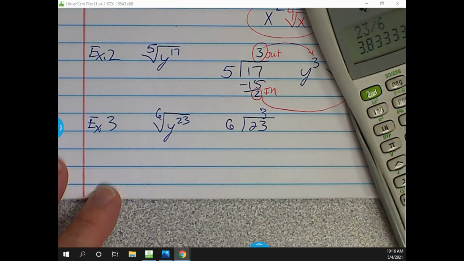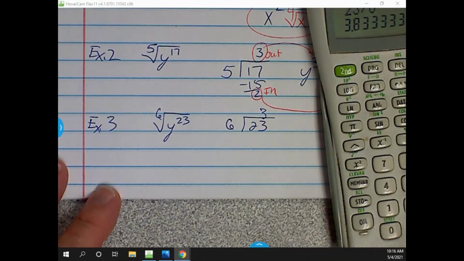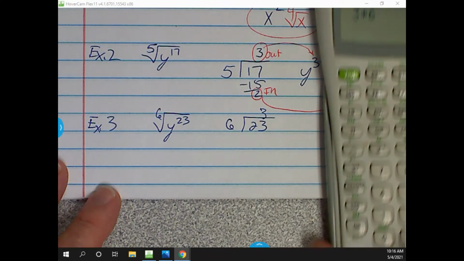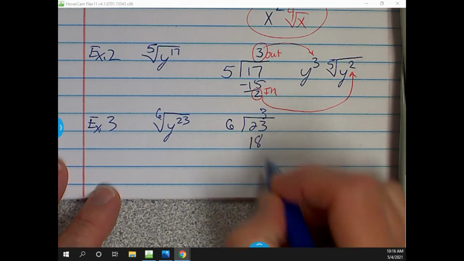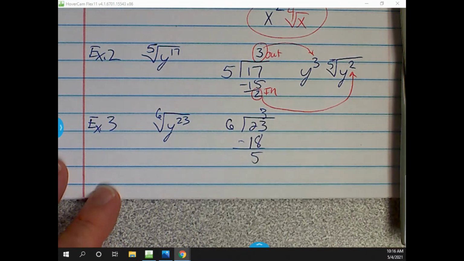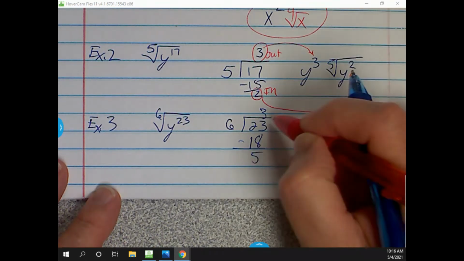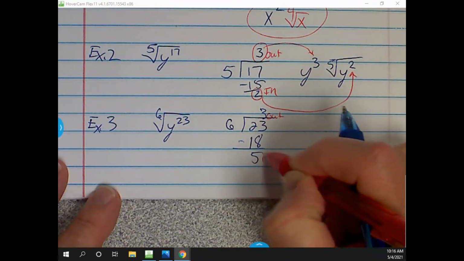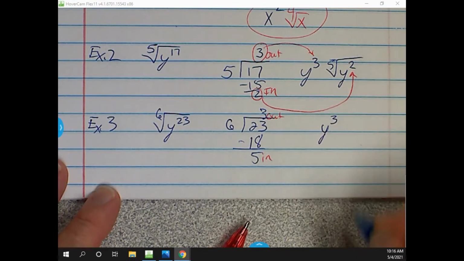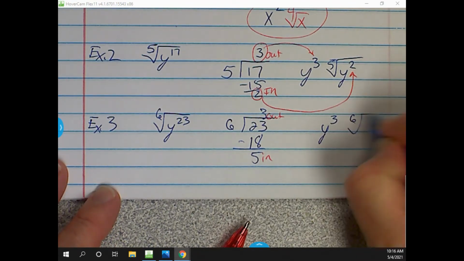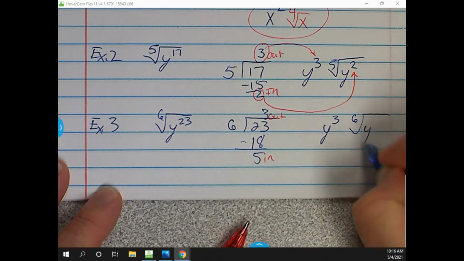And then you're like, well, what if I'm not good with my math there? Well, go ahead and do 3 times 6. That's 18. So that's the number that you know it's got to go to the bottom. And then you just subtract those 2, and then you got your 5. So you need 3 on the outside, and you need 5 on the inside. So we need y to the 3rd on the outside. And with the 6th root, we're going to need y to the 5 on the inside.